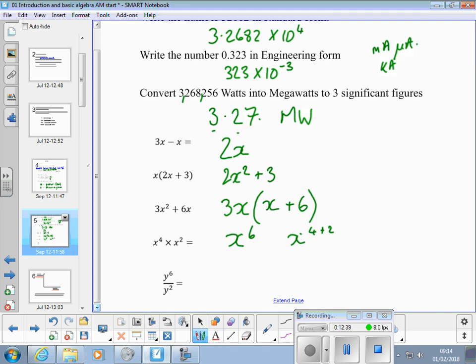Y to the 6 over y to the 2. Y to the 4, because it is y to the 6 minus 2. And when we divide indices, we subtract them. Of course, the variable that you're doing that with has to be the same variable, both y or both x, or both z or whatever quantity we're looking at. Okay, so that's just a little drill.